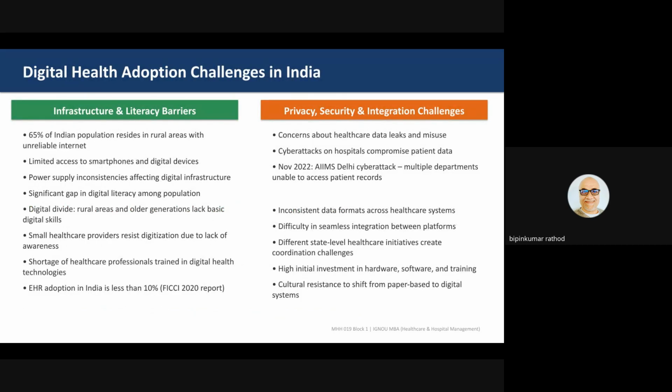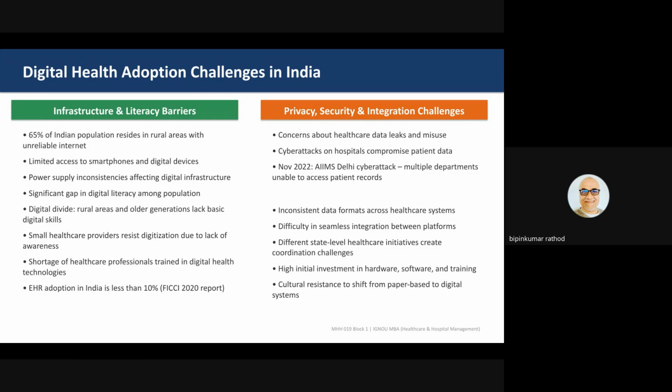So now let's elaborate the digital health adoption challenge in India. As you know, India is evolving its economy, its infrastructure, and its adoption of new technology. Digital health seems to be a straightforward adoption for India, but it's not.